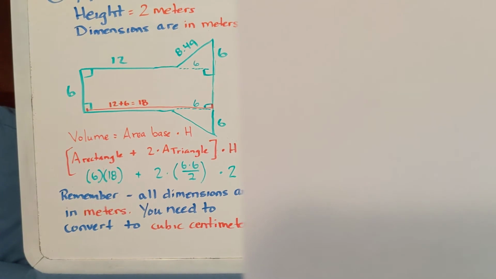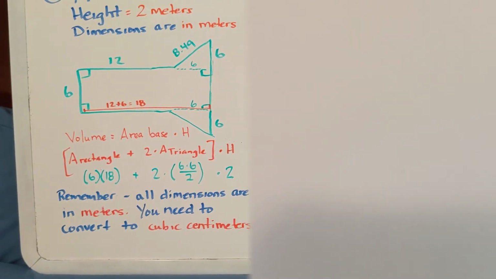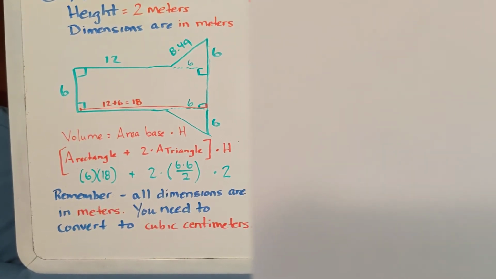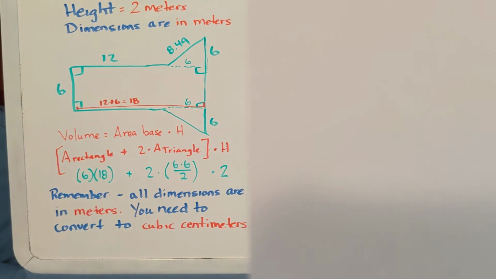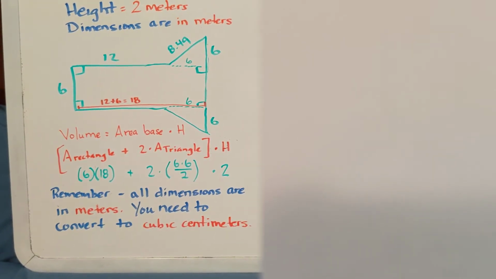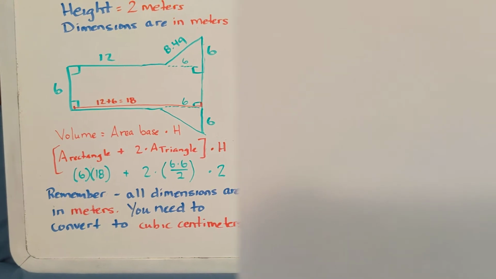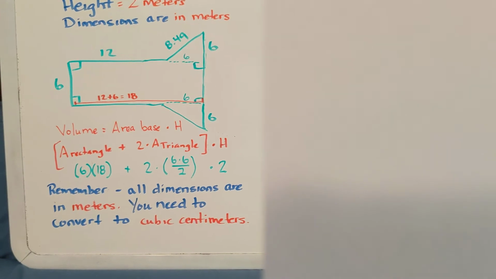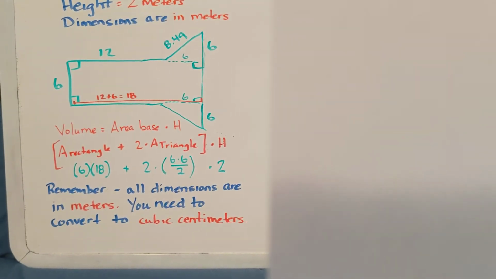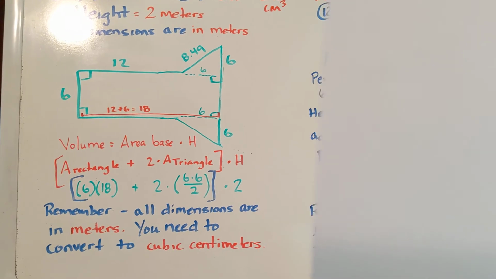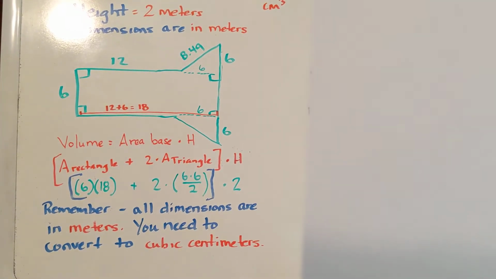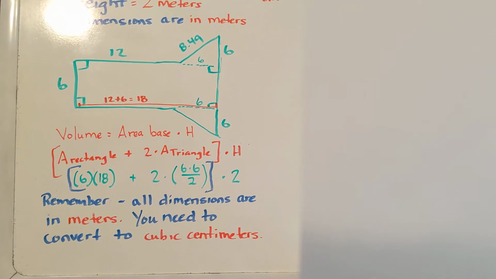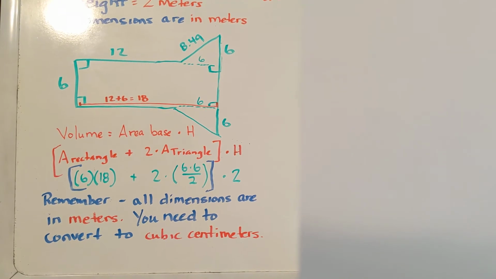So in green, underneath area of a rectangle, I've written 6 times 18, plus 2 times the area of a triangle. Well, the area of a triangle is base times height divided by 2, so that would be 6 times 6 over 2. And then on the far right-hand side, I have times 2 because that's our height. Once you make this full calculation, I just realized I had left my brackets off. The area of the rectangle and the area of the triangles have to be added together first before you can multiply by the height of 2 meters.